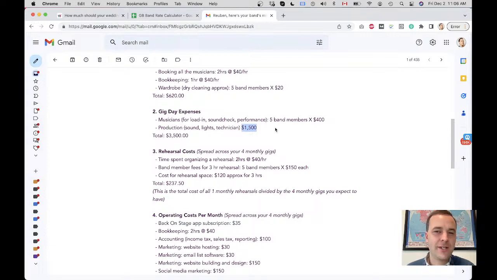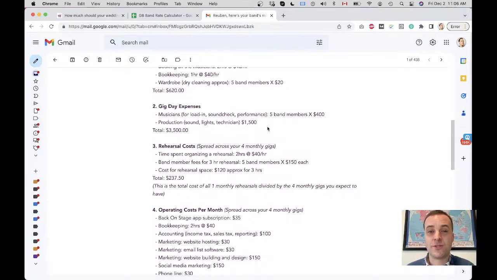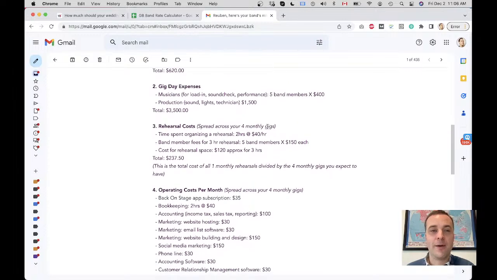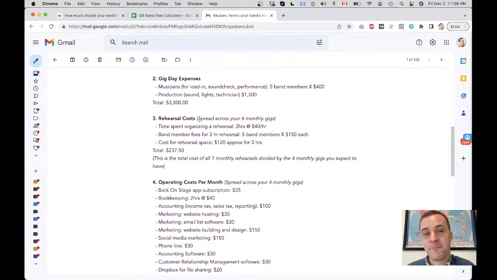$1,500 is generally a good starting point for that. Obviously, if you're a really small band, with smaller crowds, you may be able to do better than that. But depending on the city you're in, there are some companies that will charge astronomical amounts for that service. So be aware of that in your city.